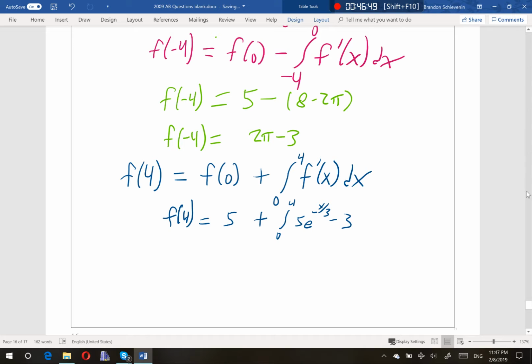Negative 15 e to the negative x over 3 minus 3x, from 0 to 4, before I forget.